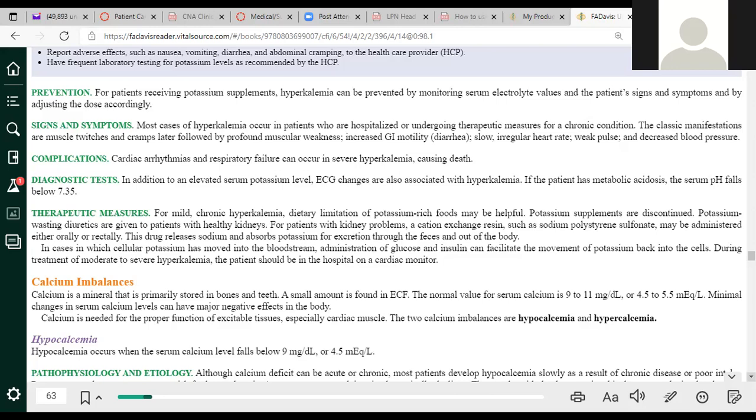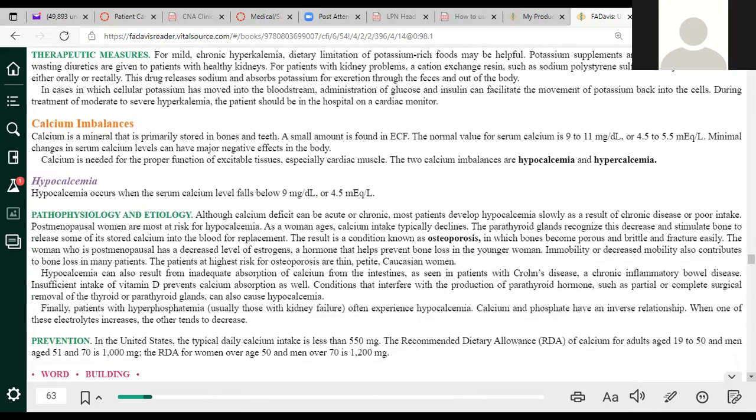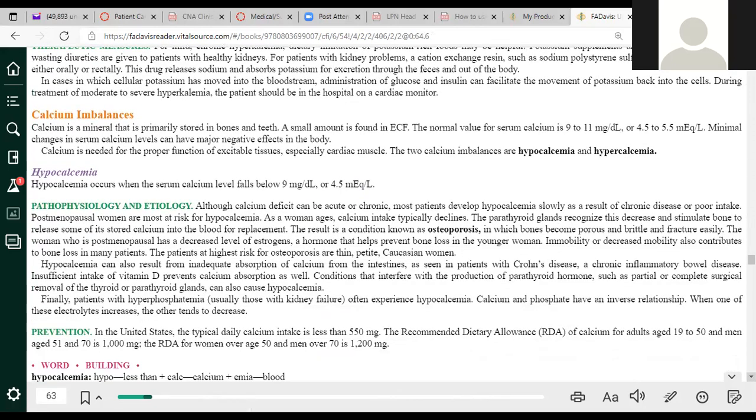Okay. And it talks about calcium imbalance. And we know calcium definitely has an impact on the musculoskeletal system, more so the skeletal system. It tells you that the normal range for potassium is 9 to 11. 9 to 11 is considered the normal range. Why am I saying potassium? Excuse me, for calcium. The normal range for calcium is 9 to 11.